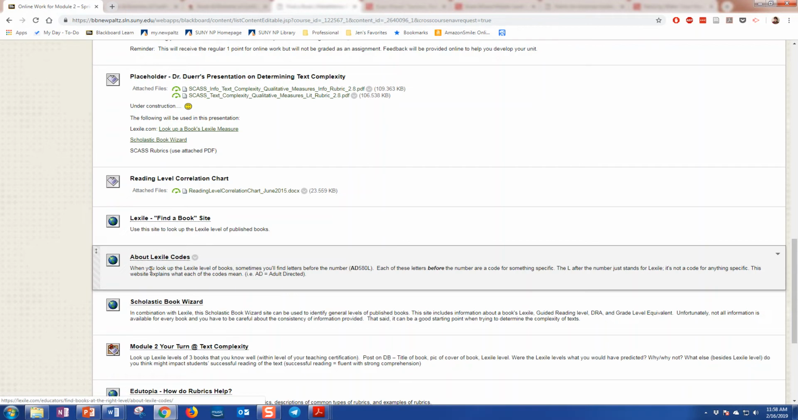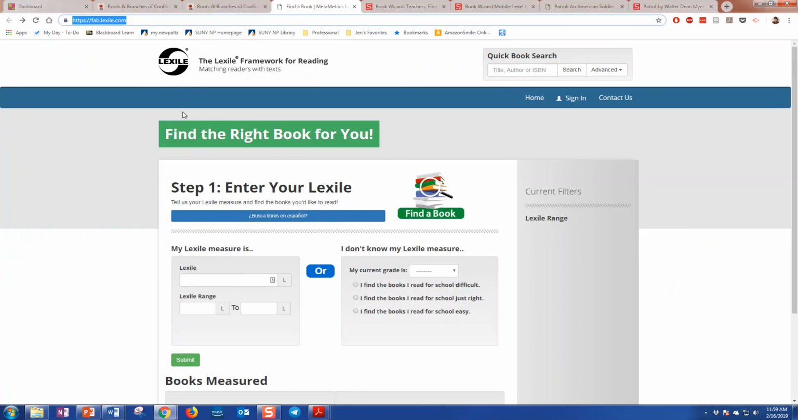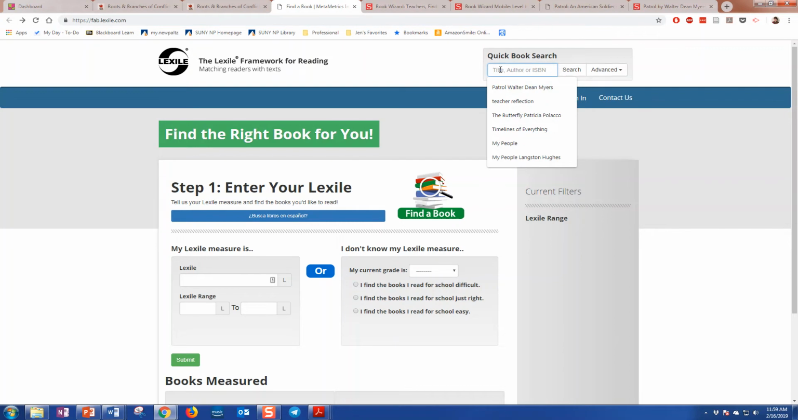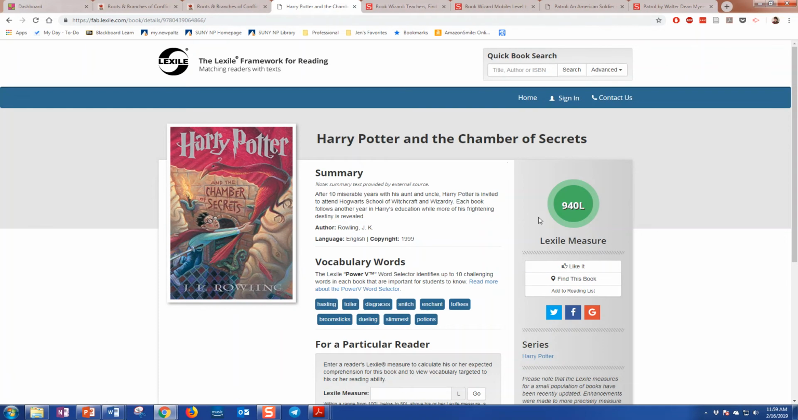Okay, so there are two main websites, the Lexile one and Scholastic Book Wizard, that you can use to help you get at the readability of a text. So let me show you those. Okay, so this is the part of the Lexile website where you can find a book. You put in a title, and it spits back, let's say, Harry Potter and the Chamber of Secrets. And when we put that in there, it gives us the Lexile.